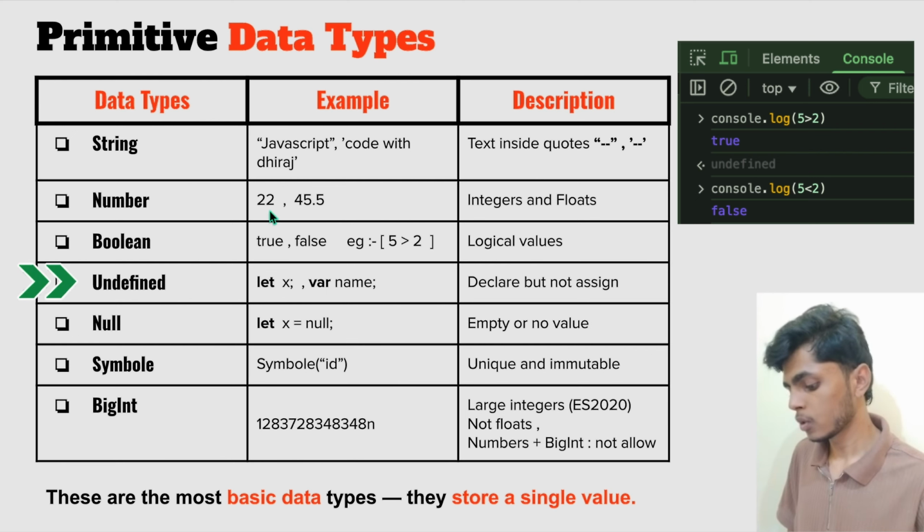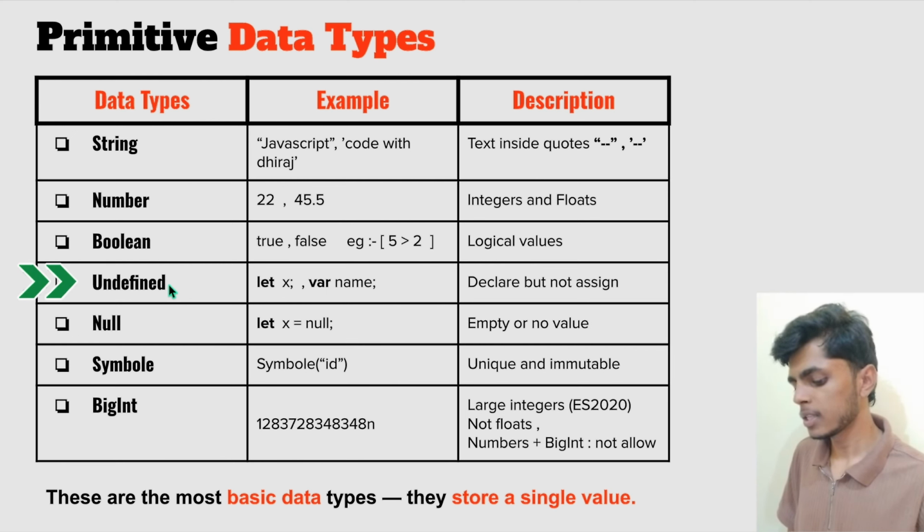So our next data type is undefined. Undefined means we declare a variable but we did not assign any value to this variable. Like you can see in the example, we declare a variable x but we did not assign any value to x, so it returns undefined.